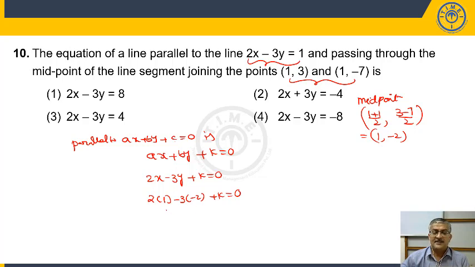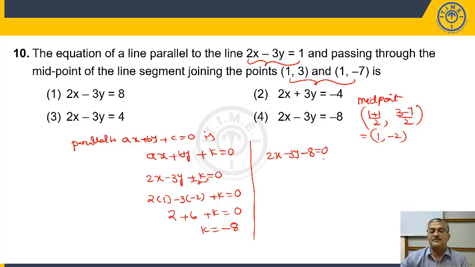So what is the answer? 2 plus 6 plus k is equal to 0. So k is equal to -8. So what is the required line equation? 2x minus 3y minus 8 is equal to 0. Here, in this equation, we substitute -8 in the place of k. That means 2x minus 3y is equal to 8. So simply option 1 is the correct answer.